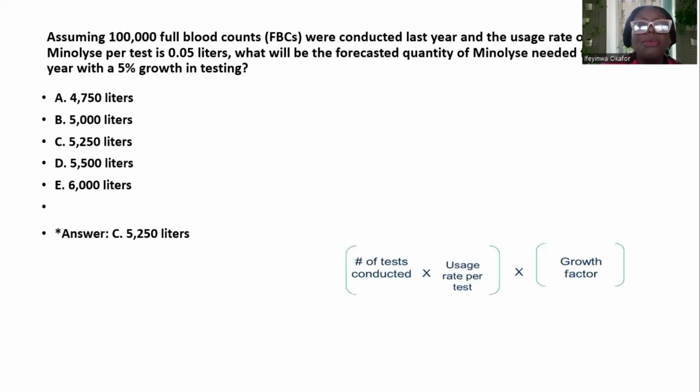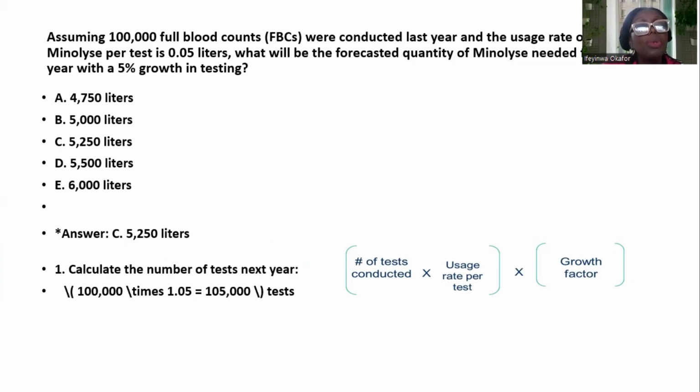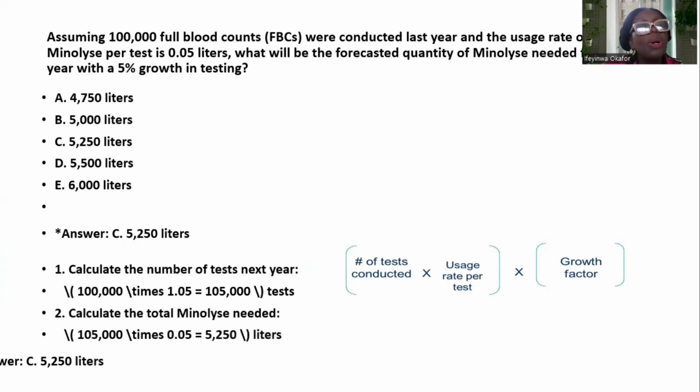And remember our formula: number of tests conducted times usage rate per test times growth factor. When you put in all these things, you should be able to arrive at our answer, which is C, 5,250 liters.